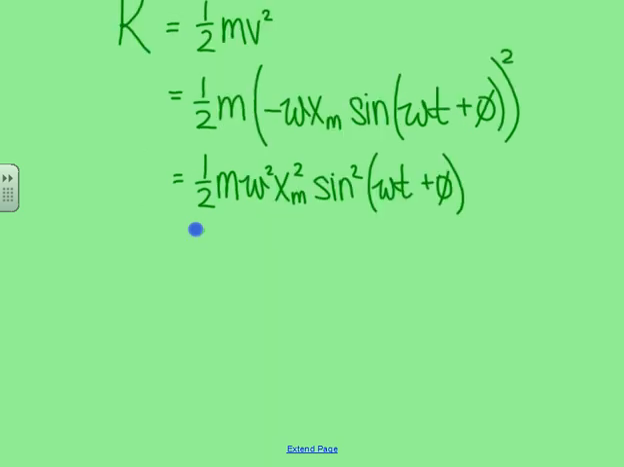The maximum kinetic energy occurs when the sine is equal to 1. Well, we know that that happens when this expression equals 90 degrees, or pi over 2 radians. That happens at a different point than where we have a maximum elastic potential energy. Specifically, that happens at the point where there is no elastic potential energy, which is at equilibrium. At that time, that maximum kinetic energy is equal to 1/2 m omega squared xm squared, xm being the amplitude.